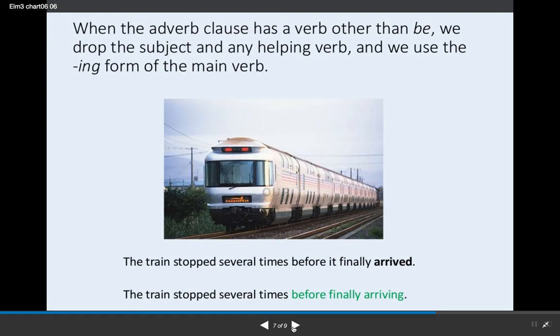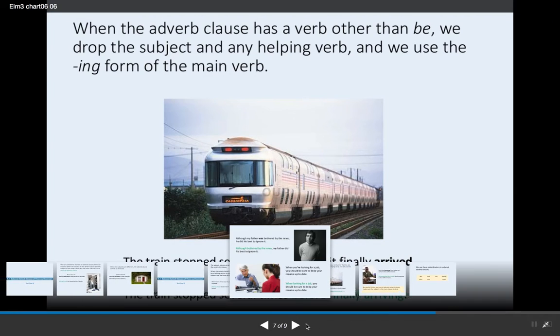When the adverb clause has a verb other than be, we drop the subject and any helping verb and we use the ing form of the main verb. Okay, so when I say the train stopped several times before it finally arrived, here is how I can reduce the clause. The train stopped several times before finally arriving. So I dropped the subject, and then instead of this past participle, I have the ing version of the verb.